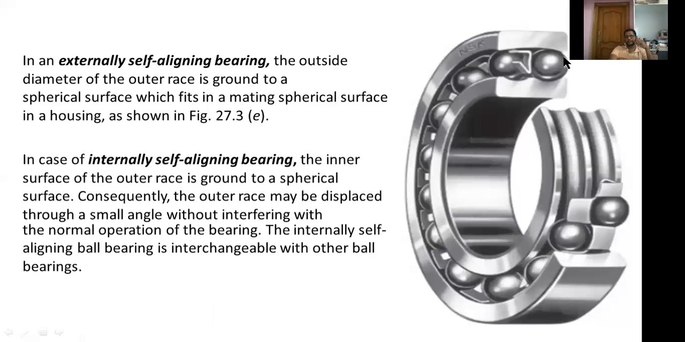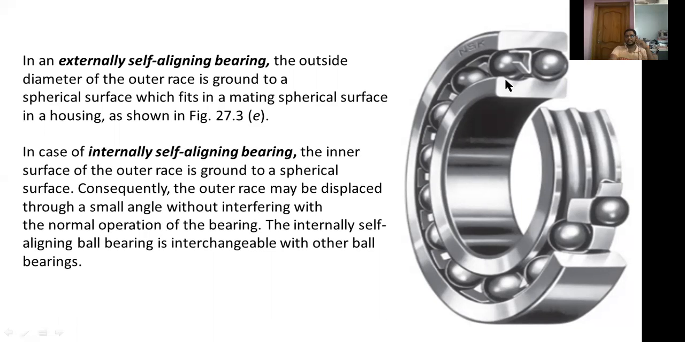In case of internally self-aligning bearings, the inner surface of the outer race is ground to a spherical surface. Consequently, the outer race may be displaced through a small angle without interfering with the normal operation of the bearing. The internally self-aligning ball bearing is interchangeable with other ball bearings. So these are the arrangements of self-aligning ball bearings. Okay, this is a retainer.